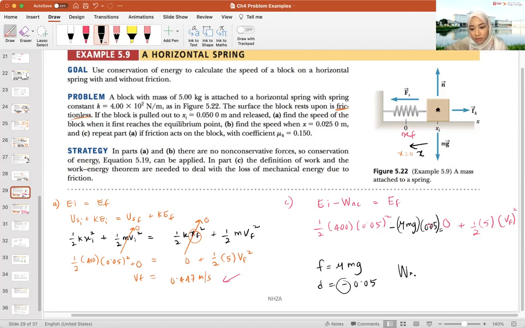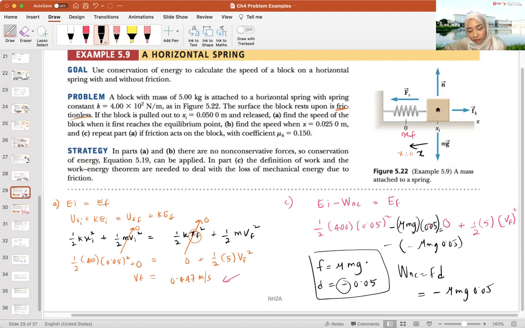Okay, so kadang-kadang ada orang confused. Okay, doktor, kalau WNC equals to FD, then this is minus whatever this is, mu mg 0.05. Betul kat sini minus WNC. So dia letak minus. Tak boleh minus mg 0.05. Tak, it doesn't work like that. So kalau you put your WNC kat sini mesti kena negatif juga sebab dia nak kena lose that energy. If you put a positive value, you are increasing the energy on the initial side. This is not how it works. Friction sepatutnya mengurangkan energy.